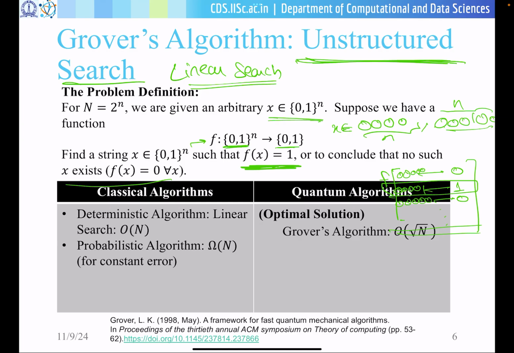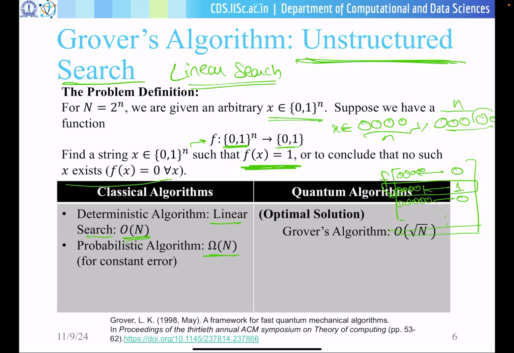Now in case of the classical algorithm over here, we often use linear search, which has a time complexity of O of n. Even if you use probabilistic algorithms over here, for constant error, the time complexity will still be omega of n. So classical algorithms cannot perform better than O of n.